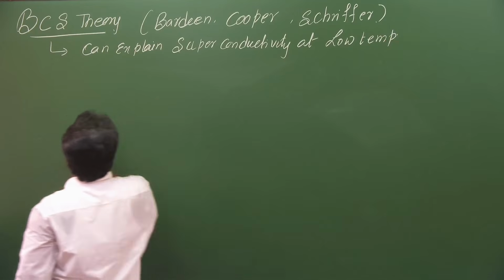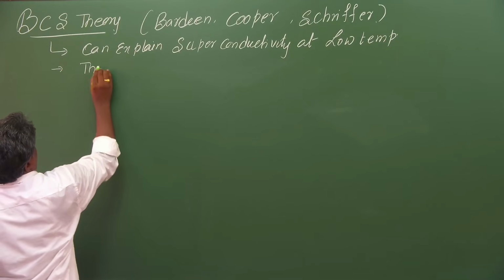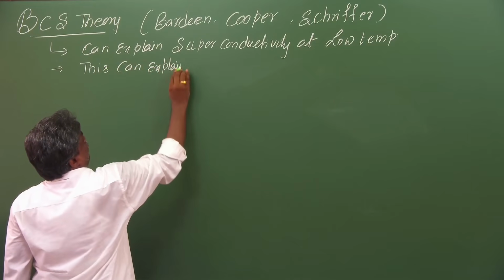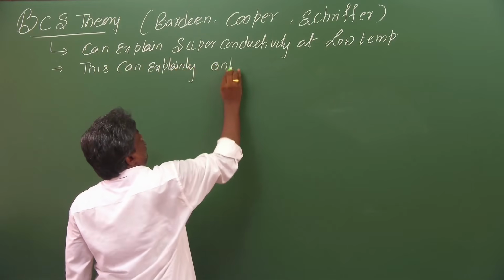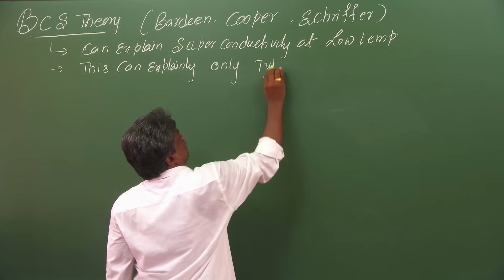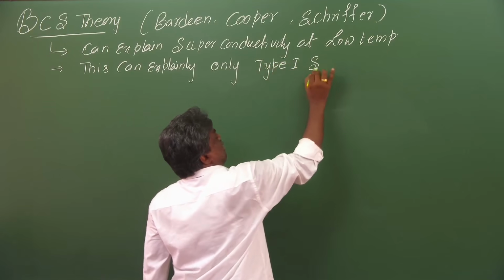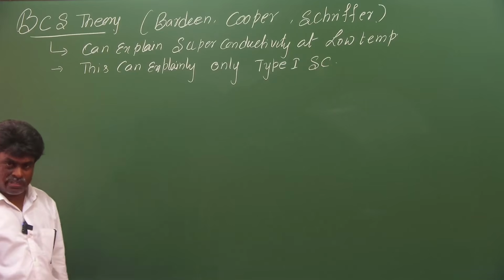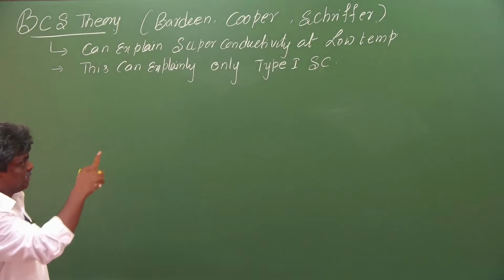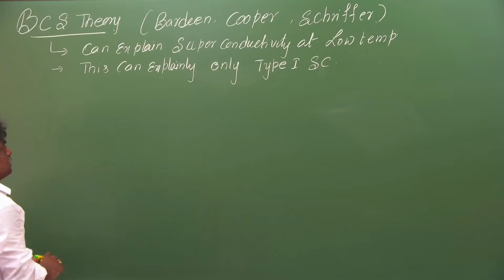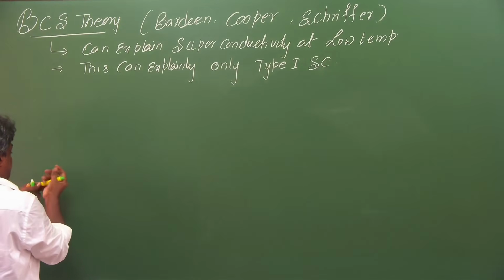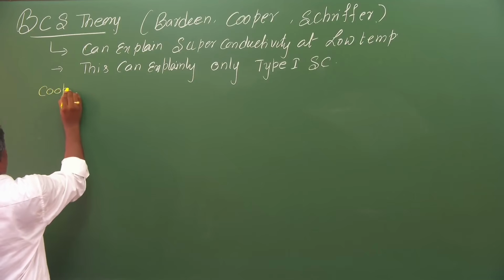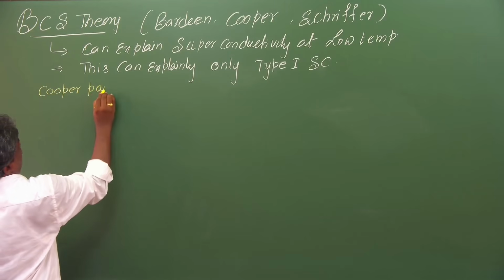And this can explain only type 1 superconductivity. It can't explain type 2, only type 1, which is called low temperature superconductivity. So, ready. They explained this by the formation of Cooper pairs.